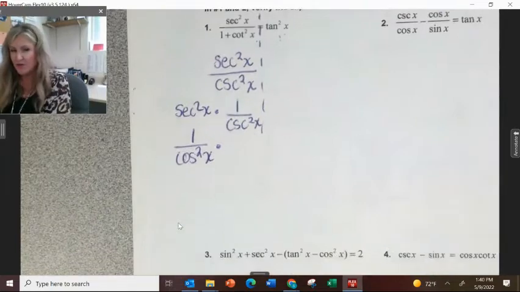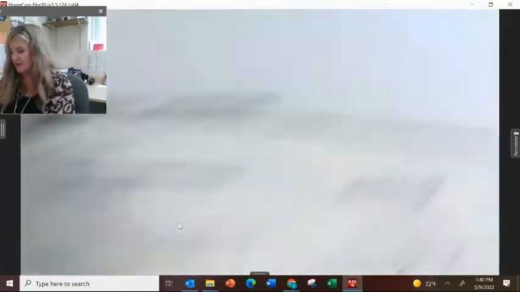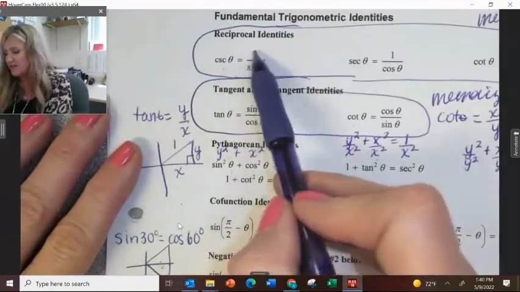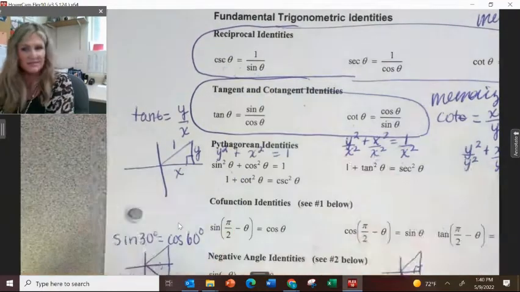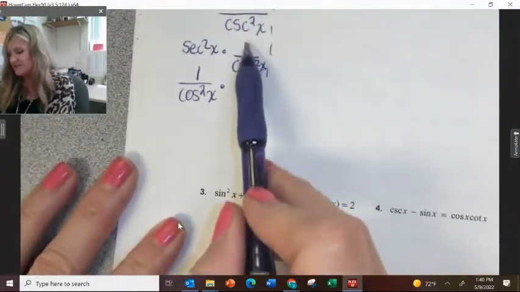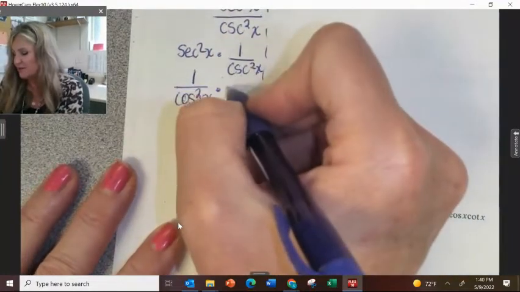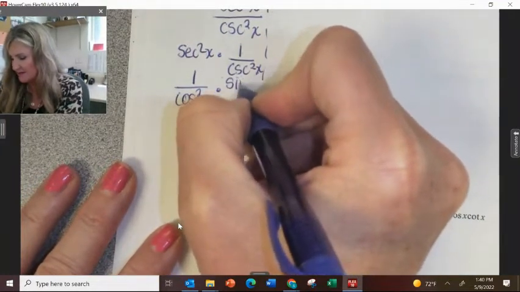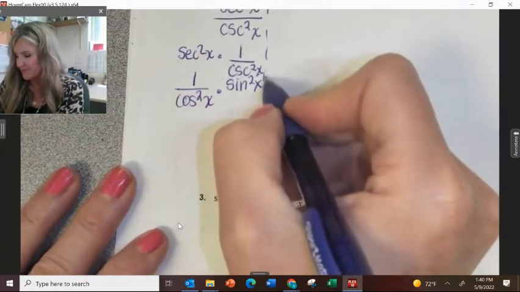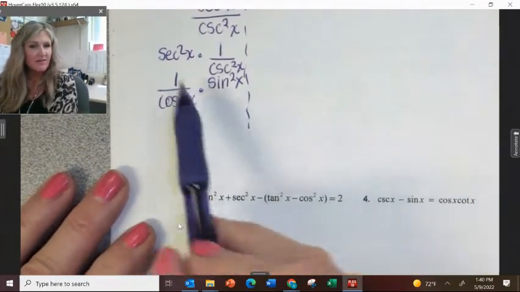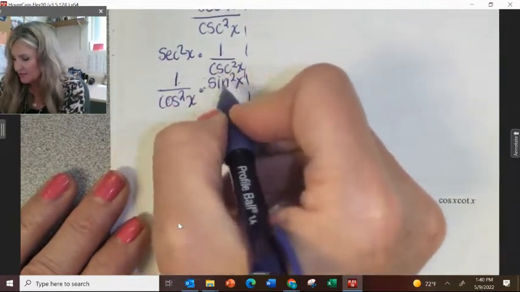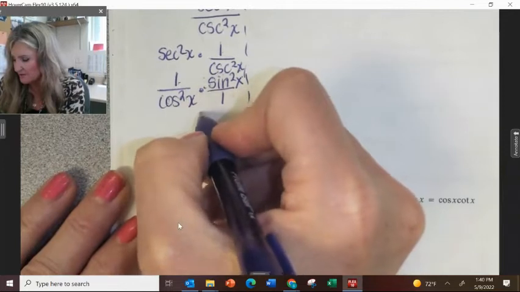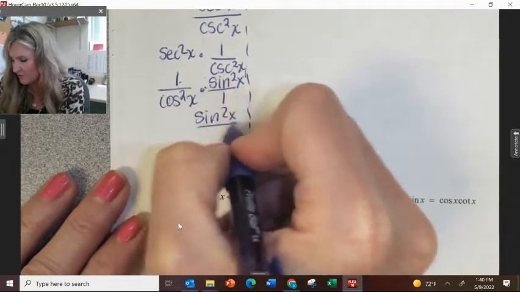What can 1 over cosecant get replaced with? Well, if I know cosecant is 1 over sine, what's 1 over cosecant going to be? Sine. So I can replace this, but it's not going to be just sine. If it's 1 over cosecant squared, what's it going to be then? Sine squared x. All right. So now I have 1 times sine squared on the top. So what's 1 times sine squared? This is over 1. Sine squared, right? Over what?